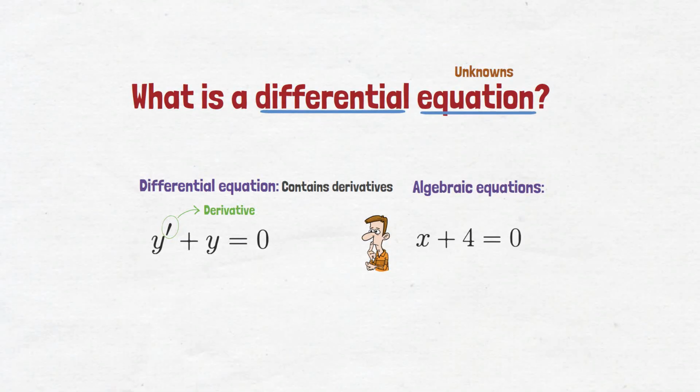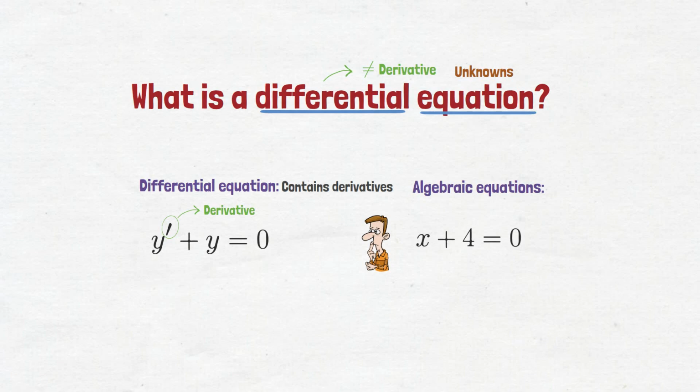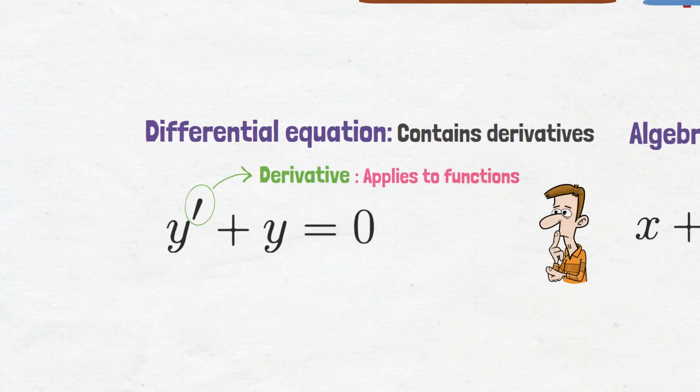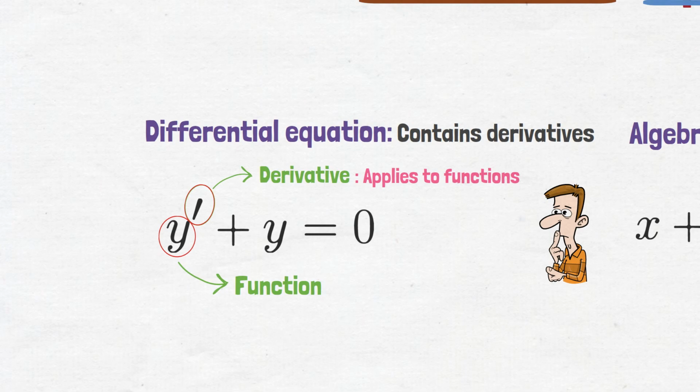Be careful, theoretically, differential and derivative are not the same. And even though the idea of this lesson is not to explore that difference, it is important to remember that for a differential to exist, a derivative must exist. Now, we must remember that the derivative only applies to functions. Therefore, if you know that this apostrophe represents the derivative, and the derivative only applies to functions, then this letter definitely represents a function. And it is that function that is the unknown in a differential equation.